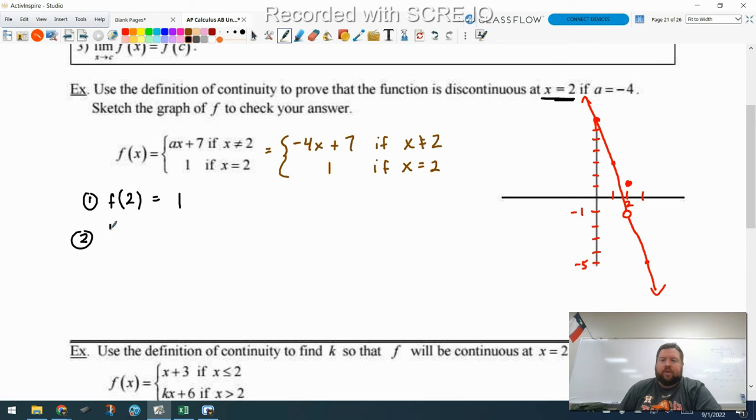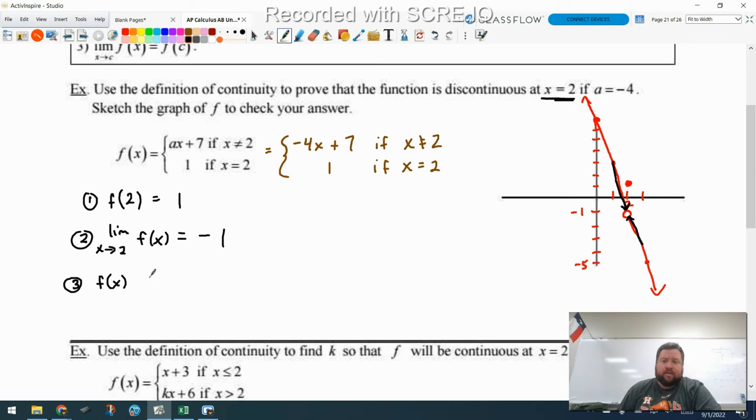Rule number 2, the limit as x approaches 2 of f of x is equal to. All right, does it exist? It has to exist. And I would say yes, it does. The function f of x is approaching this open circle from the left and the right. So the limit is equal to -1, which means it does exist. So it passes rule number 1, passes rule number 2. So that must mean rule number 3.